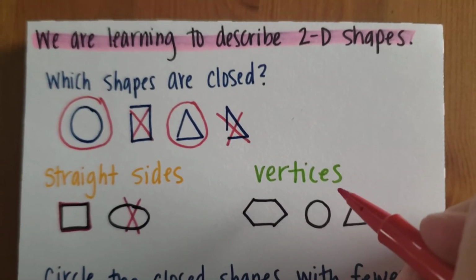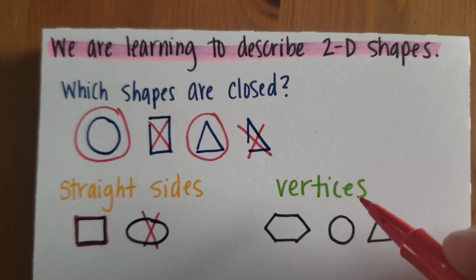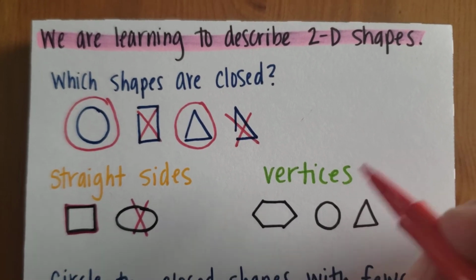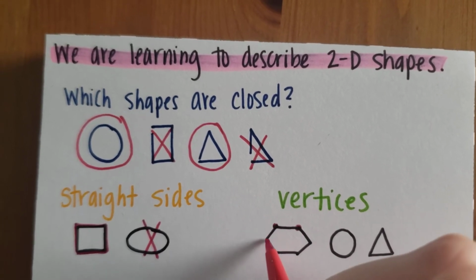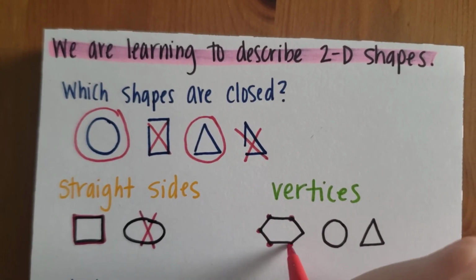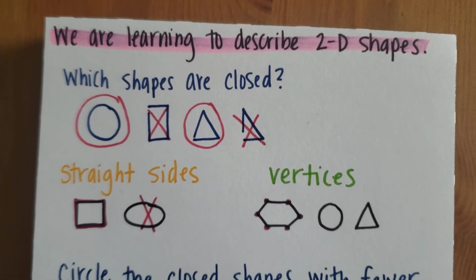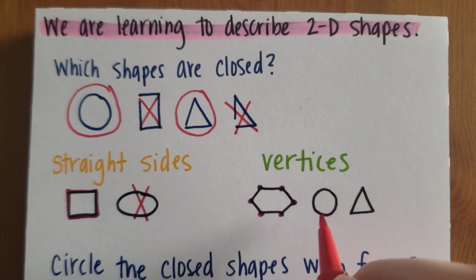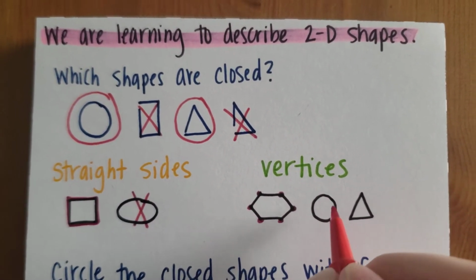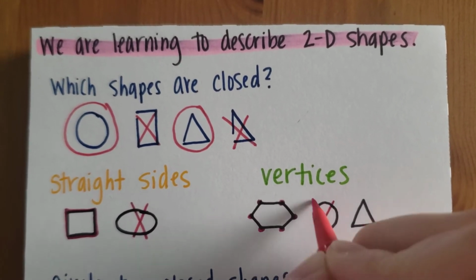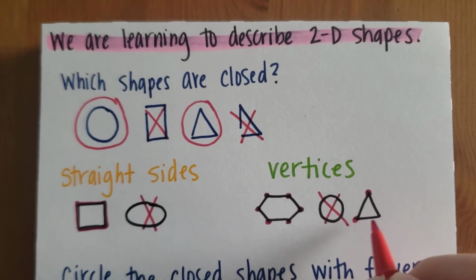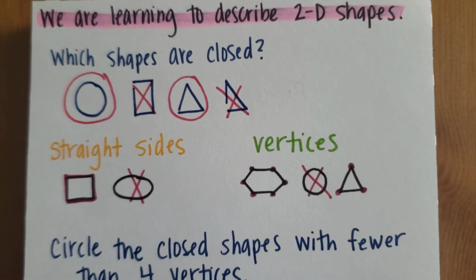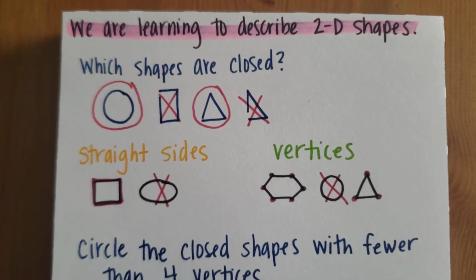When we talk about vertices, vertices are the points where 2 lines meet to create a point. So on this shape, we have a vertex here, here, here, here. So we actually have 6 vertices on that shape. This shape is just one line. There is no point, so this one doesn't have any. And then on this one, we have a point here, and a point here. So this one has 3 vertices.